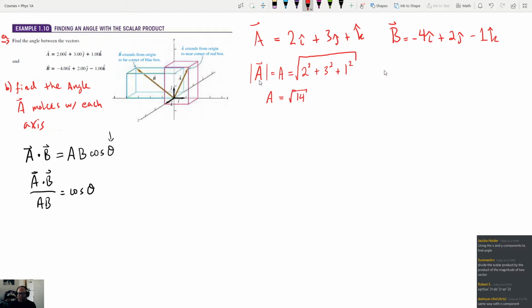Square root of 14. And then we'll come over here with B, and we'll do the same thing. So it's going to be 4 squared plus 2 squared plus negative 1 squared. Now technically it's negative 4 squared, but the negative sign will square away. Same thing here. And that should give us the magnitude of B. Sorry, I should put bars on that to indicate that we're doing magnitude. 16 plus 4 is 20, plus 1 is 21. Okay. Any questions about that?